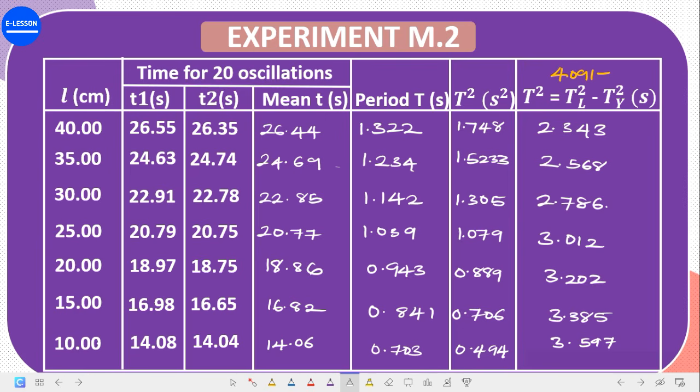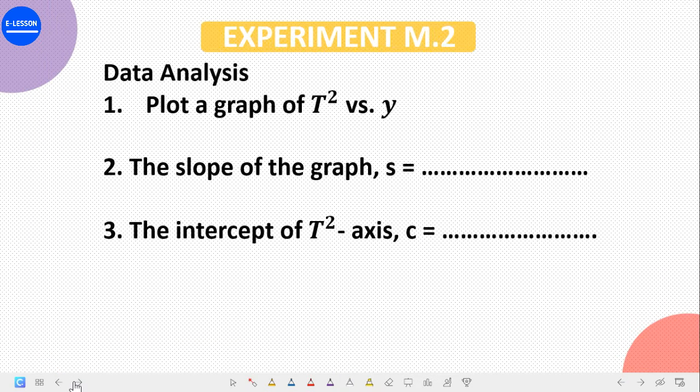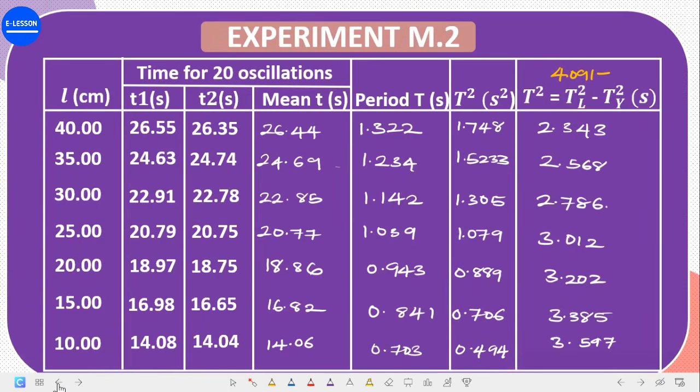Now that we've completed our table, the next step to take is to plot our graph. Now the question says plot a graph of t square versus y. Here is supposed to be t square, here is supposed to be y rather. The question says you should plot a graph of t square against y.